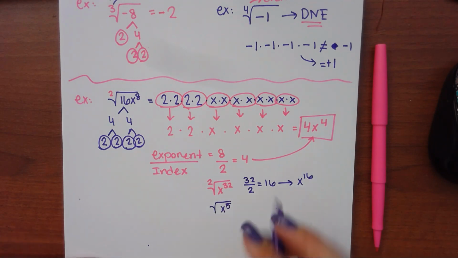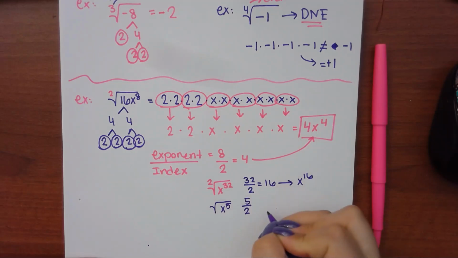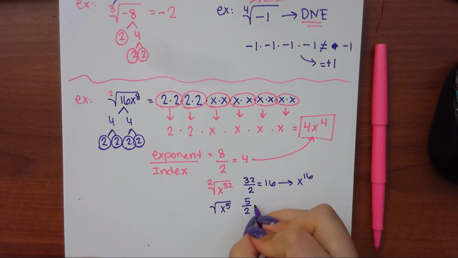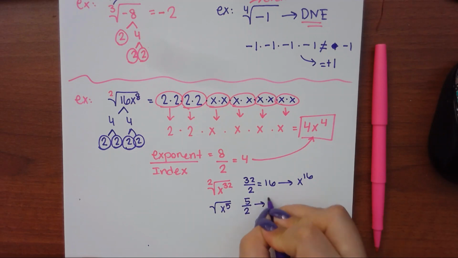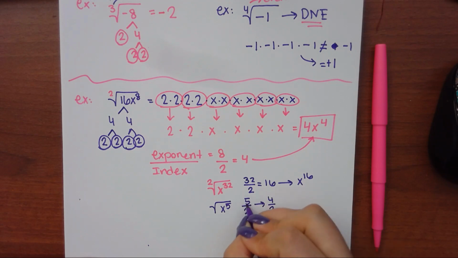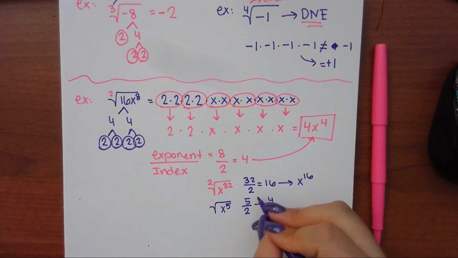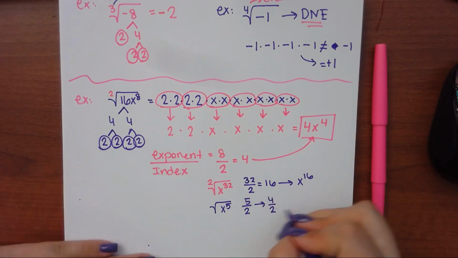Well, 5 divided by 2 doesn't work. But 4 divided by 2 does work, so you go to the next highest number. But we're going to have 1 left over. So what happens with that 1 left over? Well, we would take that 4 divided by 2. 2 goes into 5 two times.